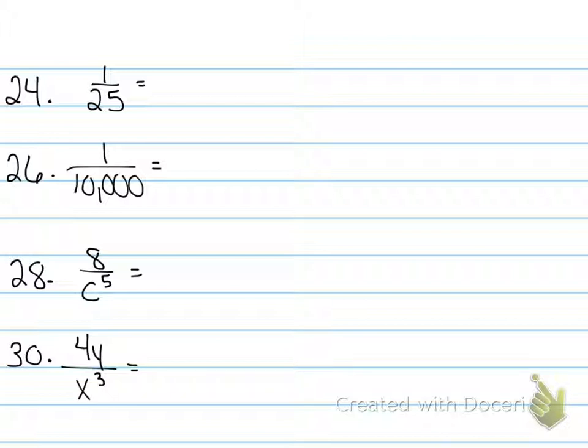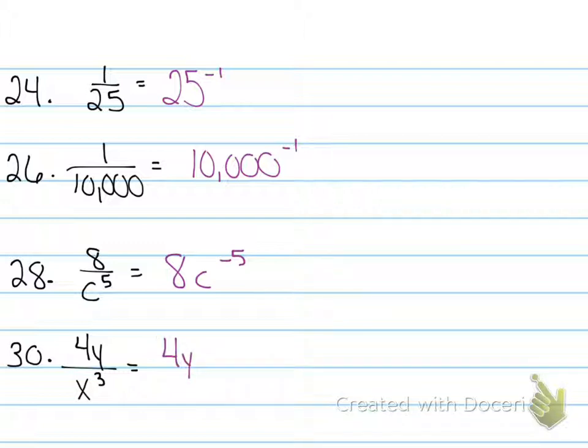Okay, number 24, 1 over 25 becomes? 25 to the negative 1. Very good. What about number 26? 10,000 to the negative 1 power. Okay, what about number 28? 8c to the negative 5th power. Perfect. What about number 30? 4yx to the negative 3rd power.